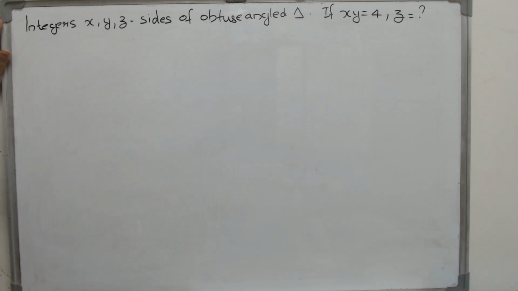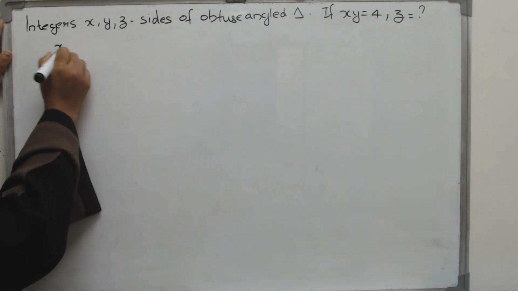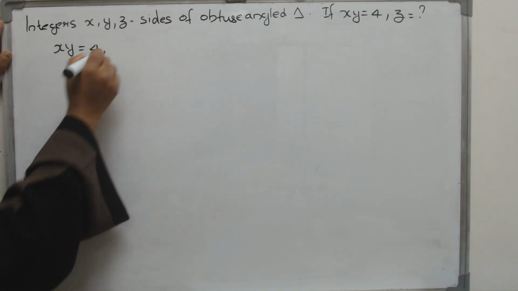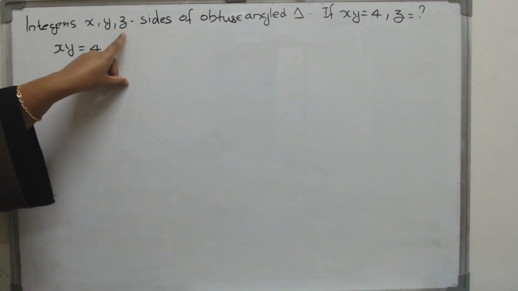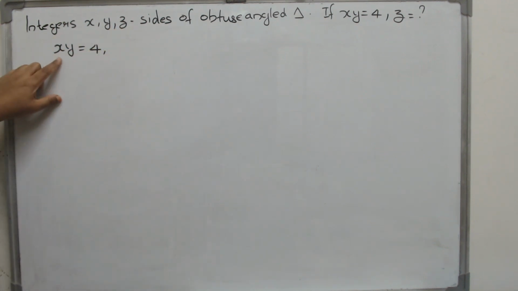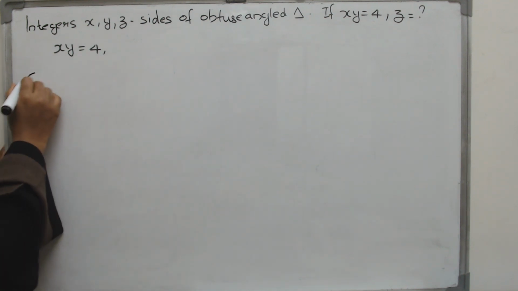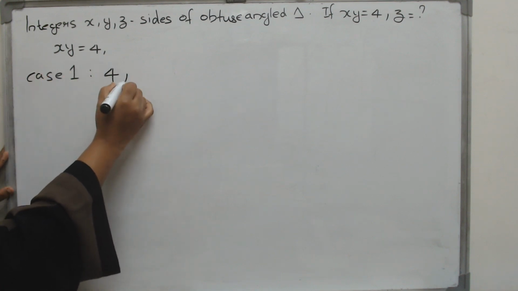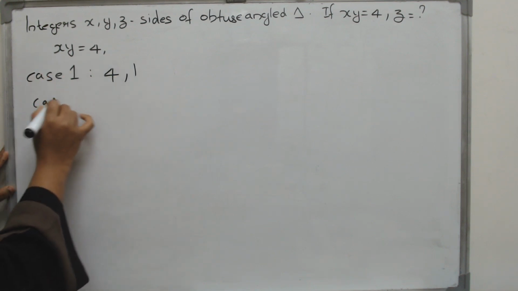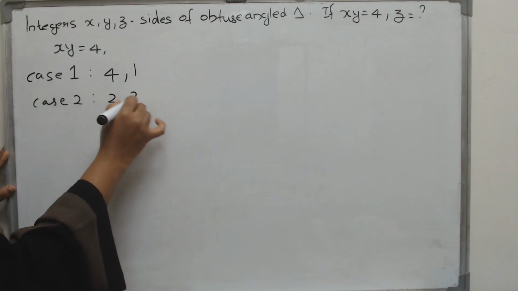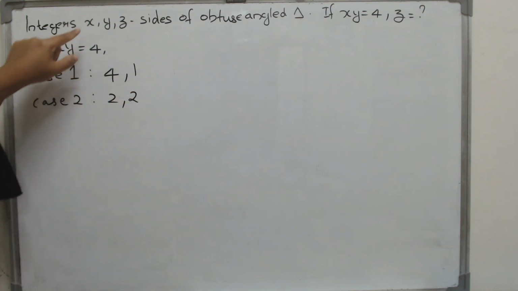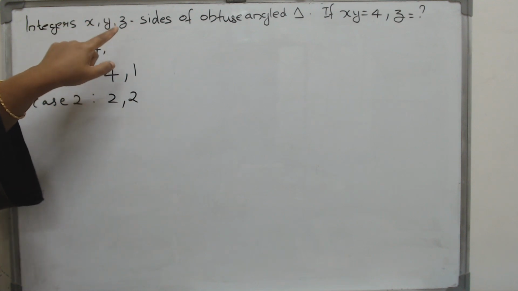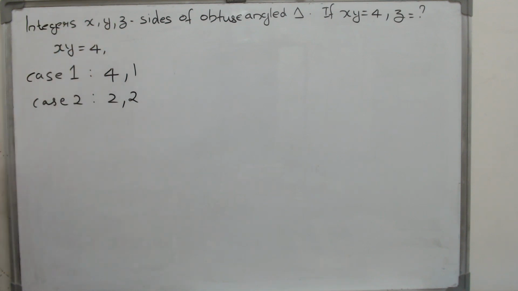Integers x, y and z are the sides of an obtuse angled triangle. If xy is equal to 4, then we need to find the measure of the third side. Now, if xy is equal to 4, what values can x and y take? One of them can be 4 and the other one can be 1, or both of them can be 2. Those are the only two options, because all three of x, y and z are integers. So these are the only two cases possible.